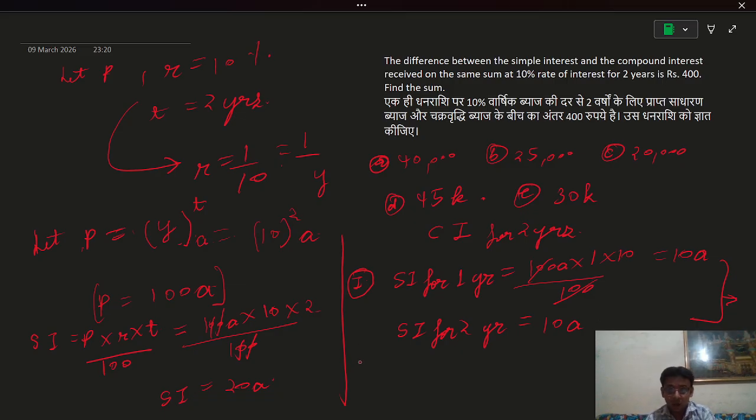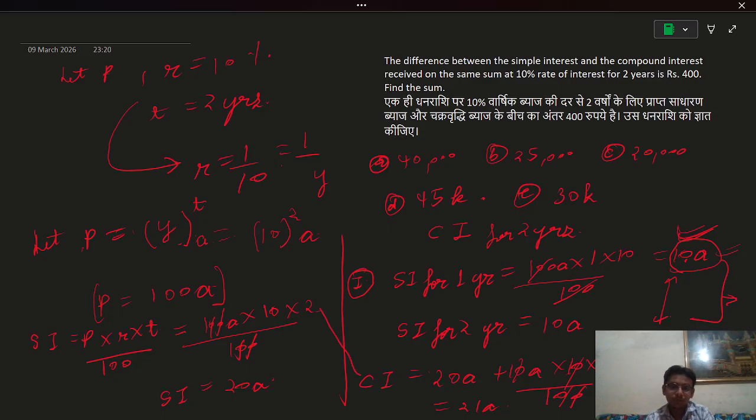Now how does compound interest differ from simple interest? Since there's a gap of 1 year for the first year's amount, interest on this will also be charged. So the compound interest for 2 years is simple interest for 1 year plus simple interest for the second year plus simple interest on this amount for 1 year. So it will be 10a plus 10a, that is 20a, plus 10a into the rate percent, 10 into 1 upon 100. Cancelling out, it becomes 20a plus 1a, that is 21a.